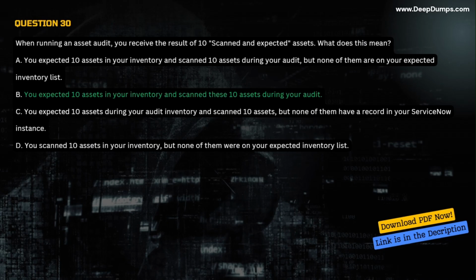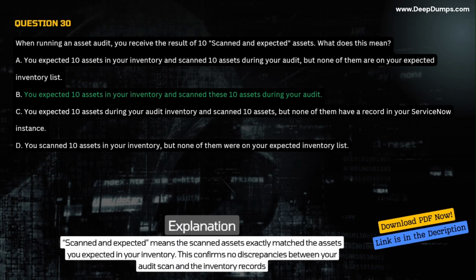Correct answer B. Explanation. Scanned and expected means the scanned assets exactly match the assets you expected in your inventory. This confirms no discrepancies between your audit scan and the inventory records.